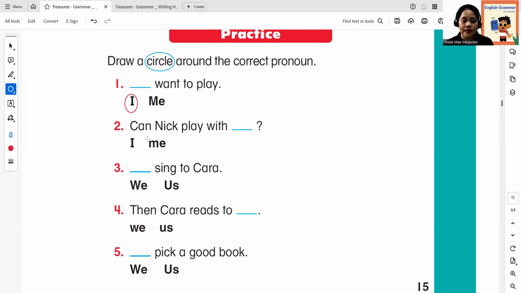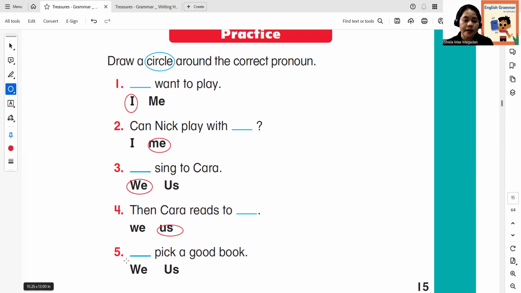What's the correct one? It is in the predicate of the sentence, in a clause. So it's me. Number 3, we sing to Kara or us sing to Kara. It is the subject here, so it's we. That's correct. Then Kara reads to we or us. It's in the predicate, in a clause. So us. Kara reads to us.